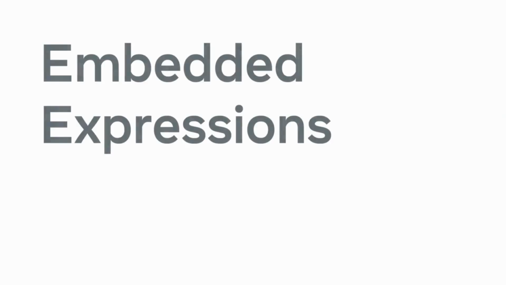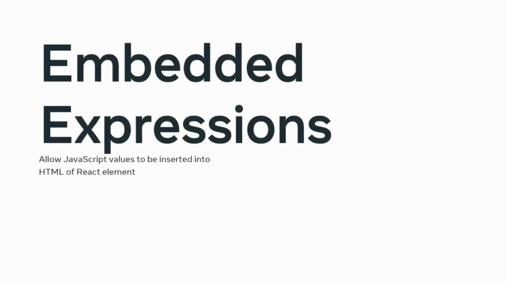Let's explore another important feature of JSX, which is embedded expressions. Embedded expressions allow developers to insert the values of JavaScript variables into the HTML of the resulting React element. Embedded expressions can also embed the output of functions. Let's say you need to output the person's name in a specific format.